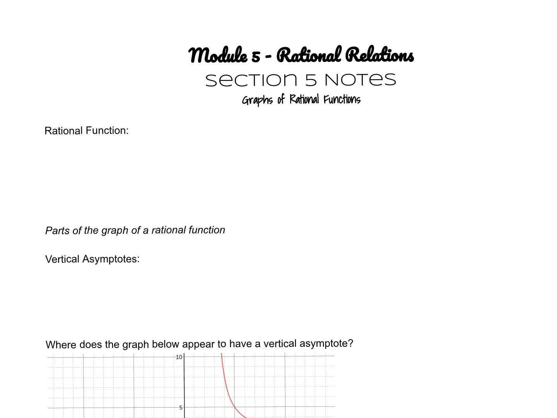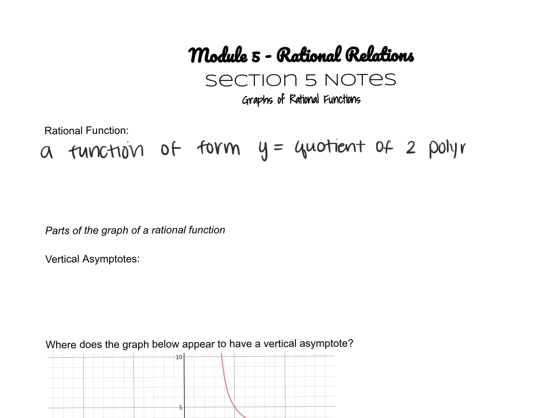In section 5 of module 5, which is the last section, we're going to look at graphs of rational functions. So a rational function is a function of the form y equals and then a quotient of two polynomials.